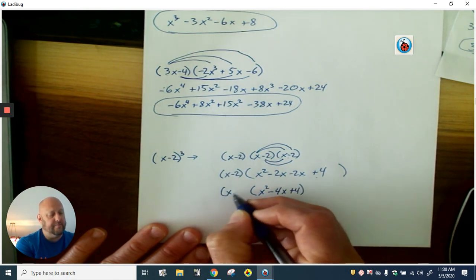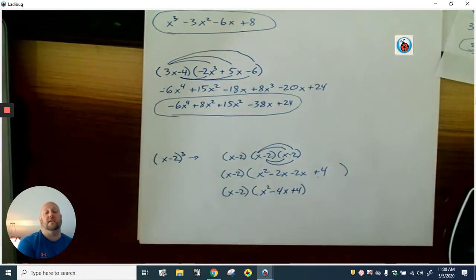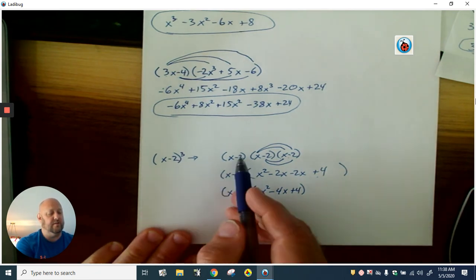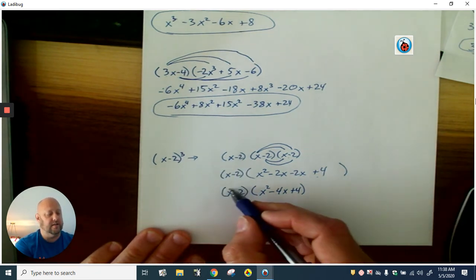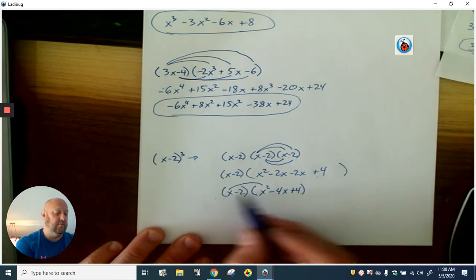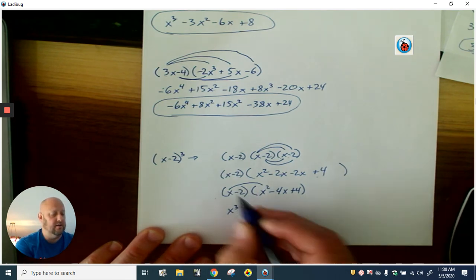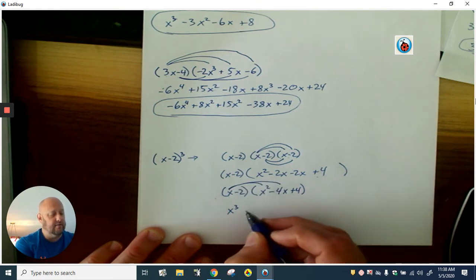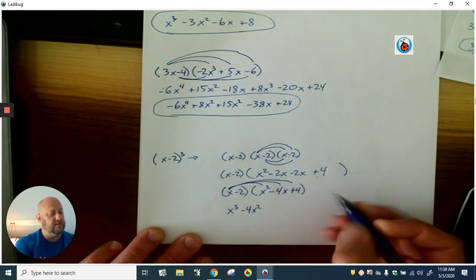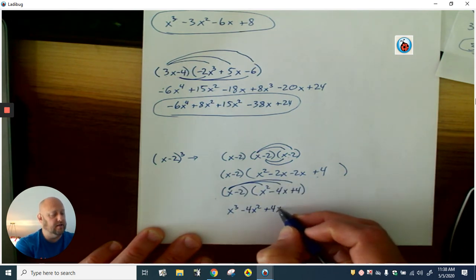And now we can then do it a second time. And this really is about the only way you want to do this. So there's no way to jump straight from here all the way down. So we just got to do it in pieces. X times, now we got to take that x all the way through. So we get x to the third. X times the negative 4x would be negative 4x squared. And then the x times the 4 would be 4x.